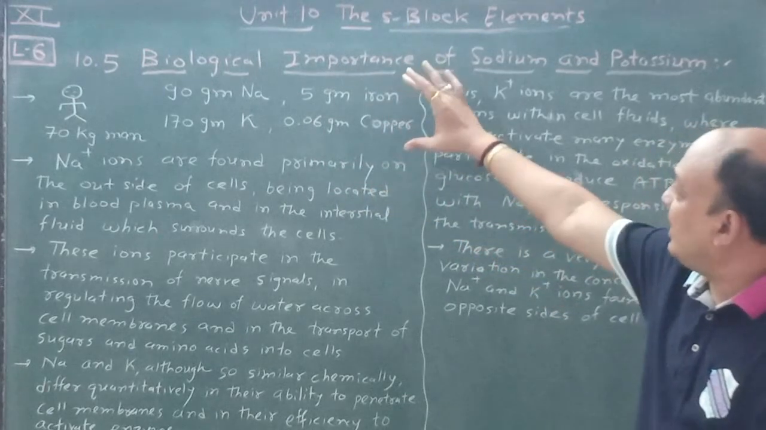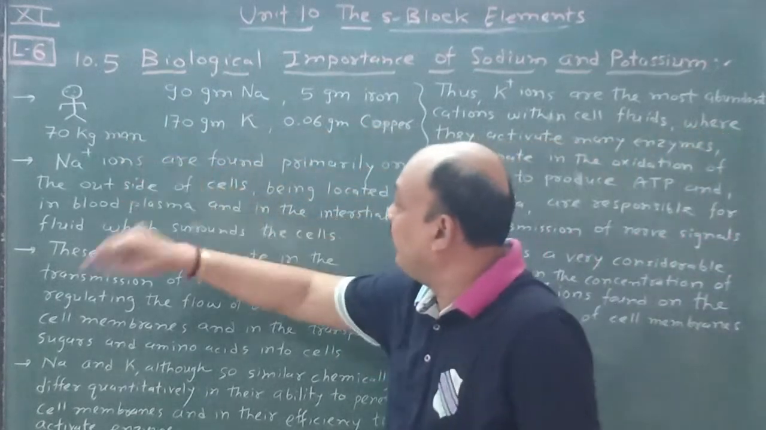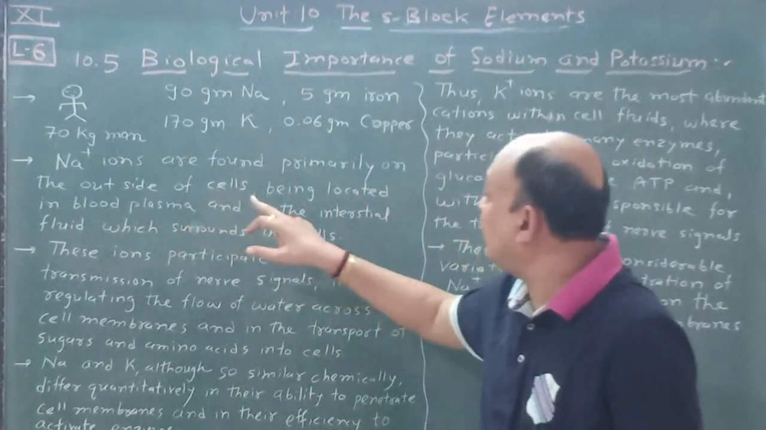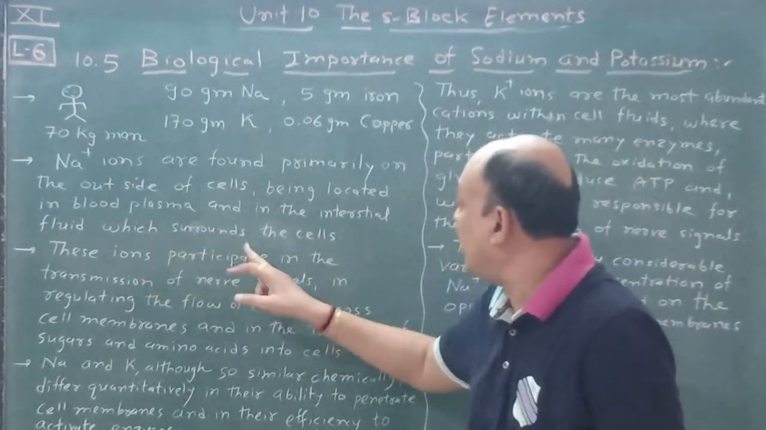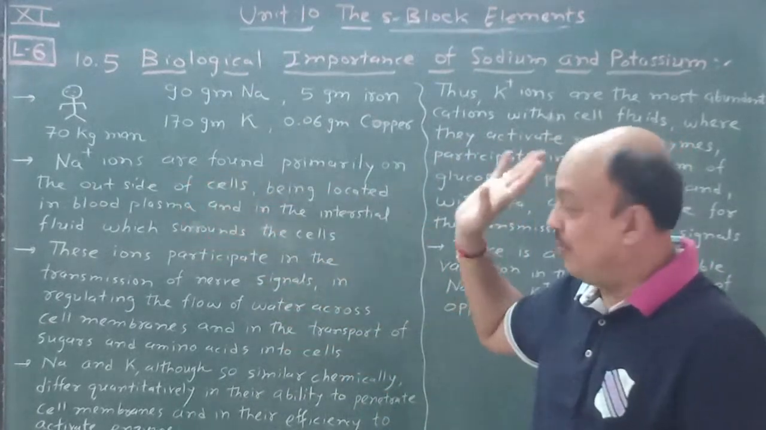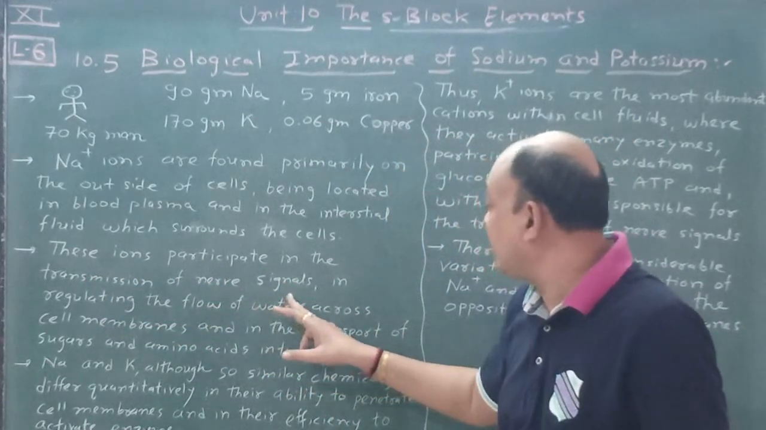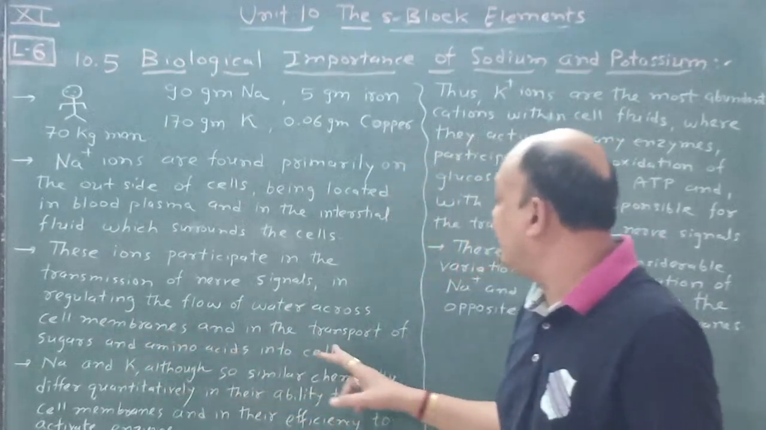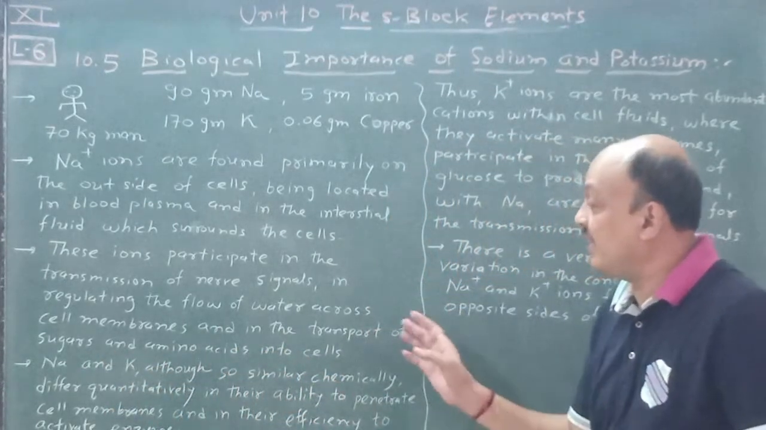So this is basically what is required for a healthy human, this 70 kilogram man. Here, Na+ ions are found primarily on the outside of the cells, being located in blood plasma and in the interstitial fluid which surrounds the cells. These ions participate in the transmission of nerve signals, in regulating the flow of water across cell membranes and in the transport of sugars and amino acids into the cell. It's a very easy sentence.